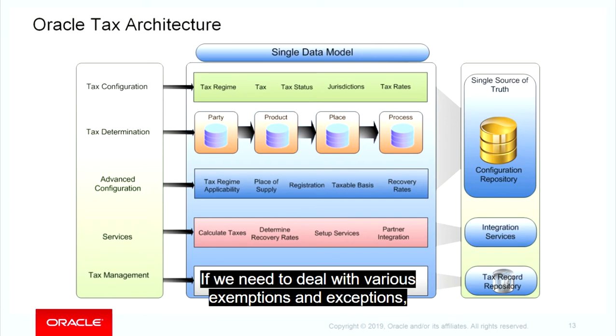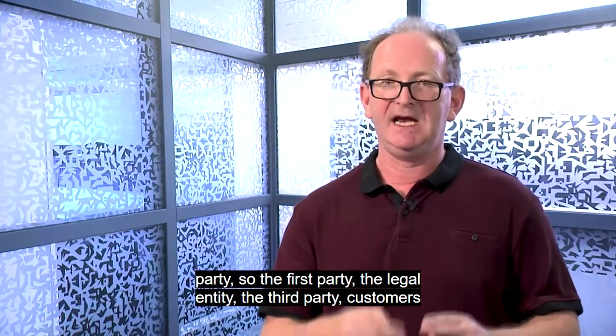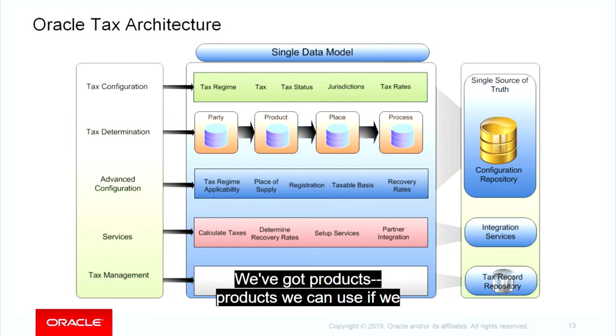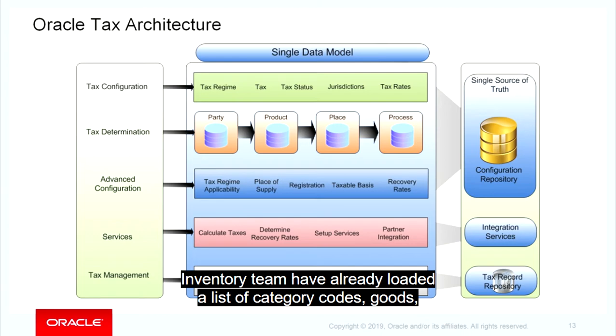If we need to deal with various exemptions and exceptions, then we've got what we see here is our tax determining factors. And conceptually, they're grouped into these 4 Ps: party. So the first party, the legal entity, the third party, our customers and suppliers. And we can have various tax profiles on there that will enhance or be used by the various tax rules. We've got products. Products we can use if we're lucky to have installed inventory. We might have already, or inventory team have already loaded a list of category codes, goods, services, etc.